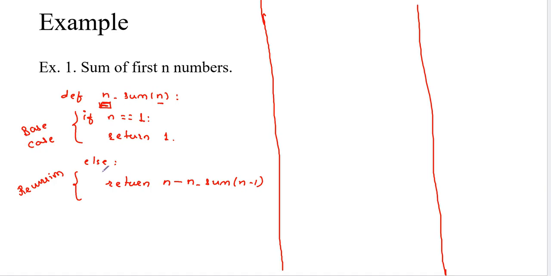So see, we have sum of the first n numbers, and if n is equal to 1, that is because we are summing n numbers. If n is equal to 1, then we return 1, because the sum of the first 1 number is 1. Else it returns n plus nSum of n minus 1. So we are decreasing n by 1. This method is also called decrease and conquer, because we are actually decreasing the n value by 1.